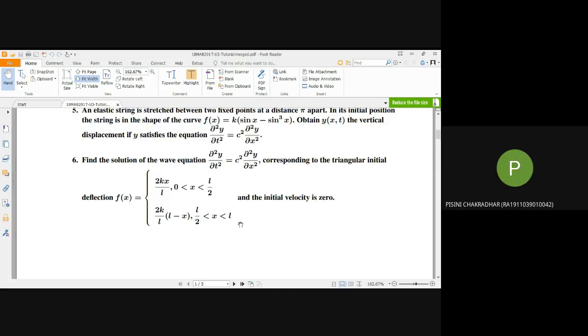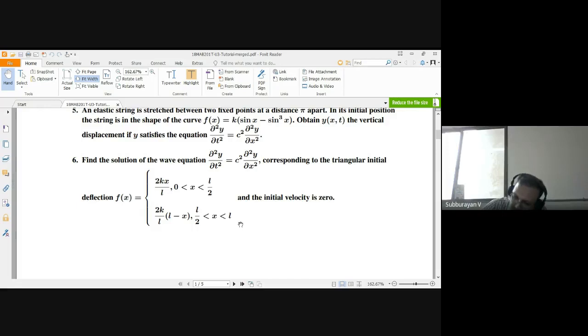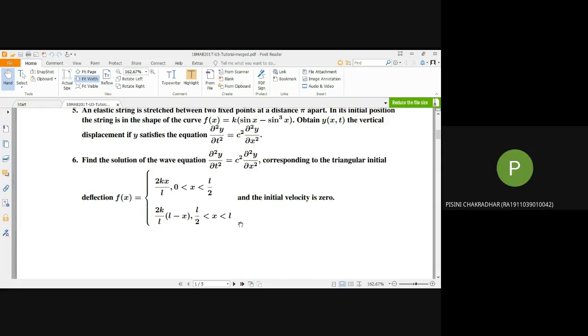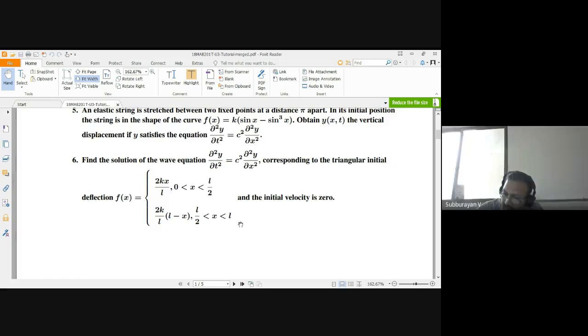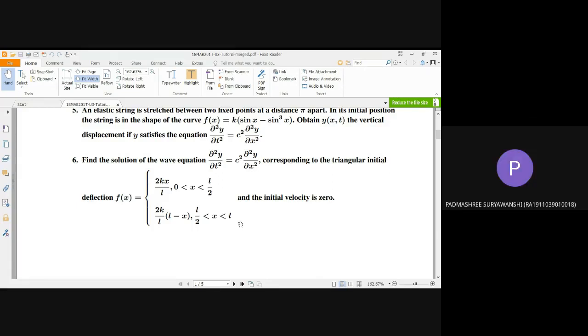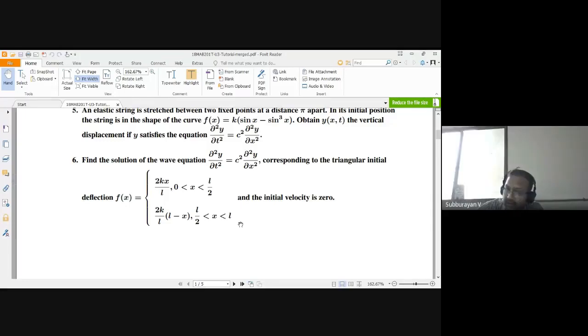Then y of x comma 0 equals 2kx upon L when 0 less than x less than L by 2, and then 2k upon L into L minus x when L by 2 less than x less than L. Okay, see, this is the boundary and the initial conditions.